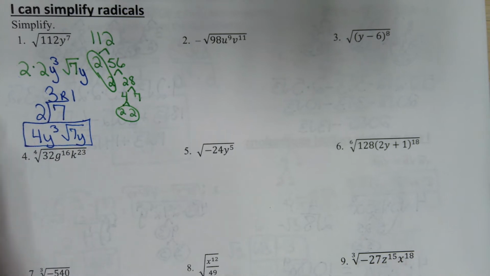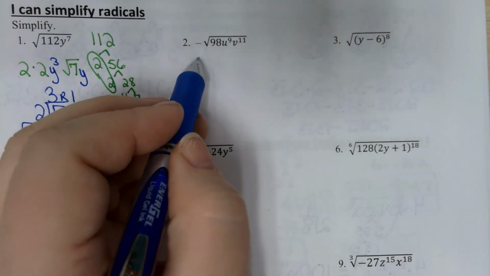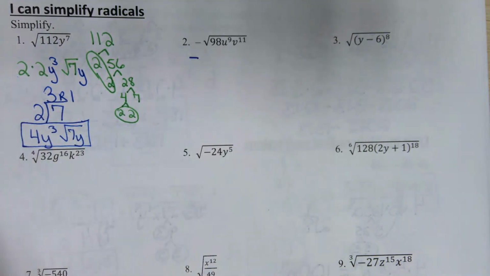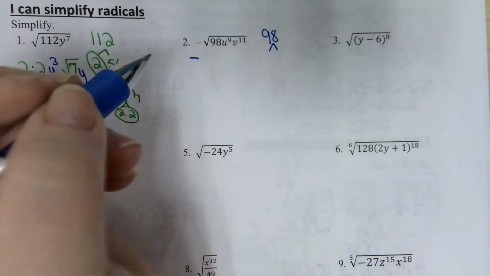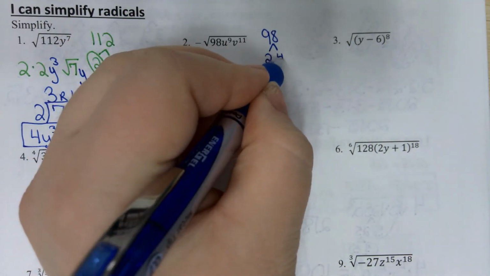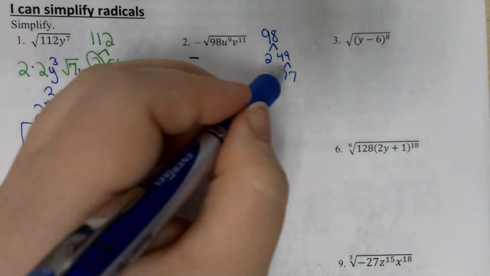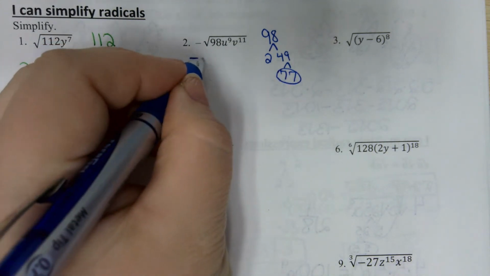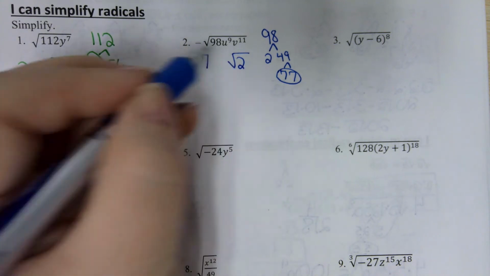So the final answer would be 4y cubed times the square root of 7y. For number 2, this negative in front of the radical just means that my answer is going to be negative, and we need a factor tree for the 98. So for 98, we have 2 and 49, and then 7 and 7. The 7 can come out because the index is 2. I need 2 of them to come out. Remaining inside would be my 2.